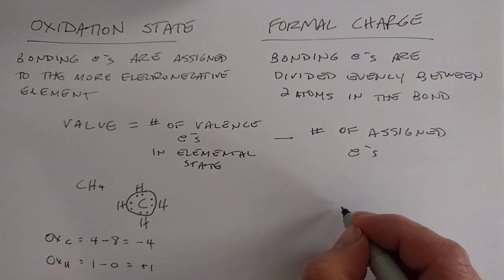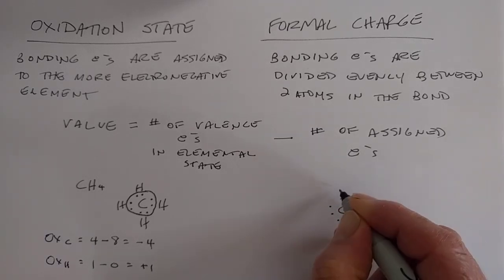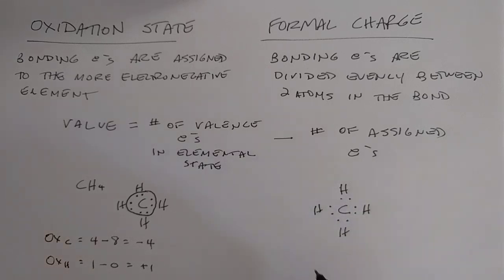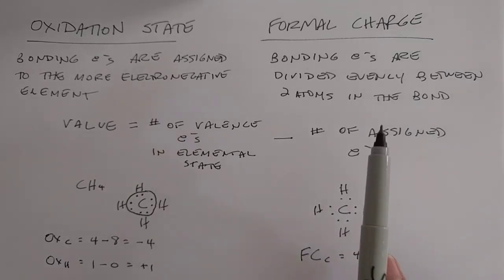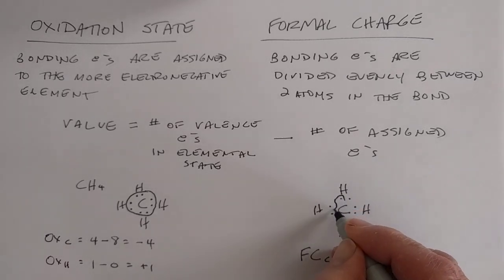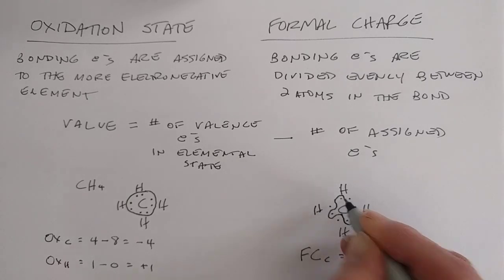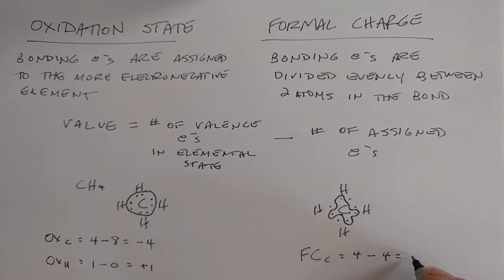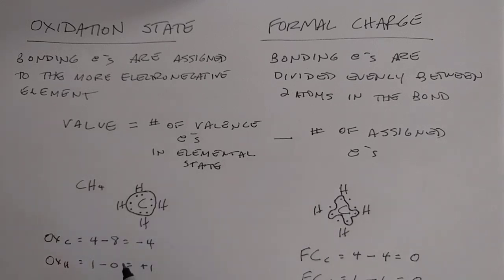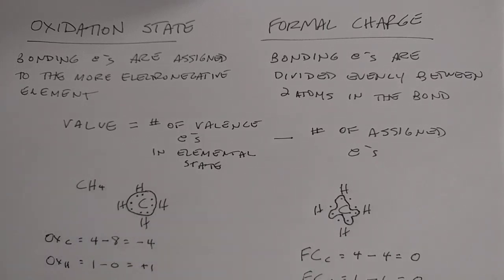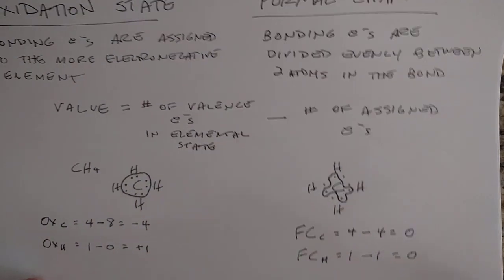If we go over here to formal charge with the same thing, with methane, and we want the formal charge of carbon, so 4 valence electrons minus, now we divide the bonding electrons evenly. We don't care about electronegativity. So carbon will get 1 from each bond. Carbon gets 4 electrons, so it has a formal charge of 0. The formal charge of the hydrogens: each hydrogen has 1 valence electron, and it has 1 assigned to it, 1 minus 1 equals 0. So the formal charges in methane are 0, but the oxidation states are -4 and +1. So this means that carbon has more electron density than the hydrogen.